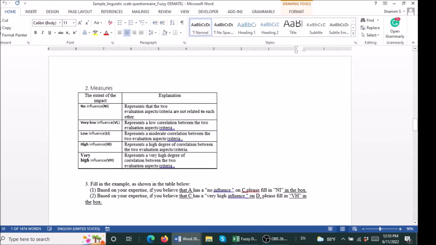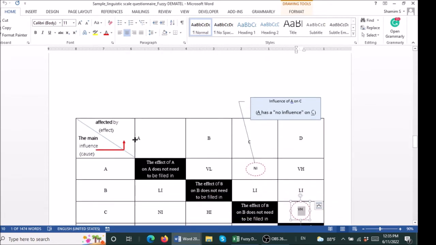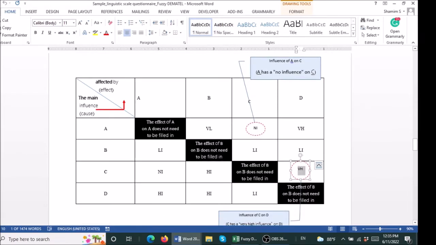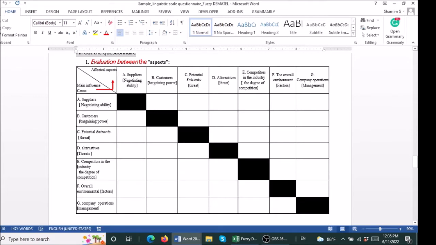This is how you can develop the measures. Okay, so regarding the arrangement of the questions, you can plot the questions in a matrix form. Okay, this is what I have shown in my previous video. So this is the traditional DEMATEL questionnaire, in matrix form. So you are asking respondents the relationship of suppliers on customers, right? Relationship of suppliers on potential entrants. This is how you are taking the responses.